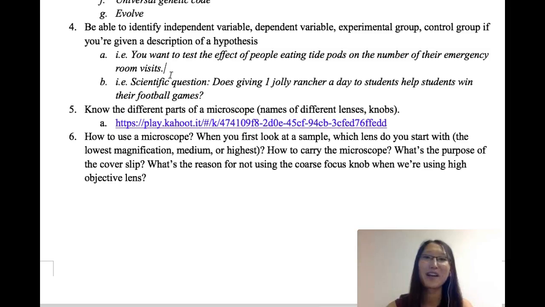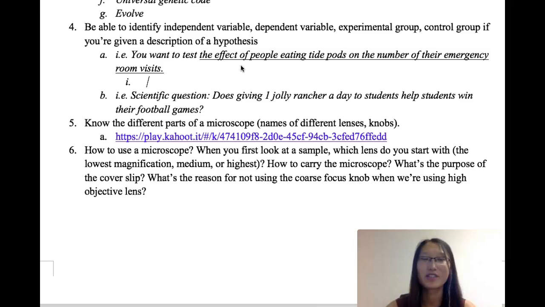So A, first off, is a joke. Don't eat Tide Pods. You do not want to actually test this experiment. It's just a joke. But if this were real, you would want to test the effect of people eating Tide Pods on the number of emergency room visits. So this is kind of what you're trying to test, right?